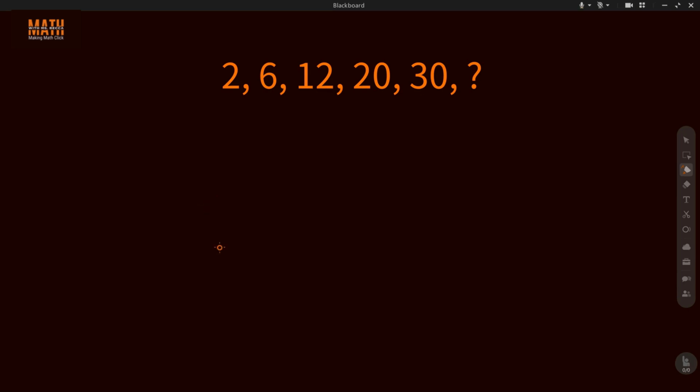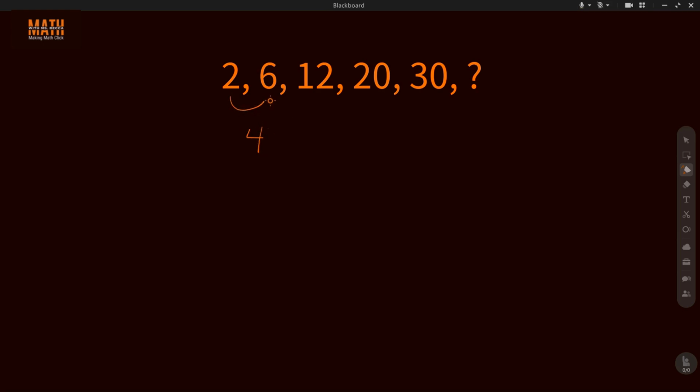Because today, this question is not about finding one answer. It's about discovering something that makes students doubt themselves. Most people start with differences. Let's try it. What is the difference between 2 and 6?